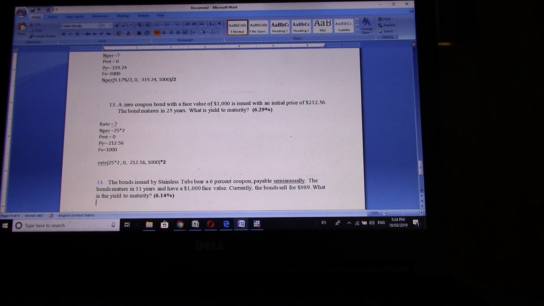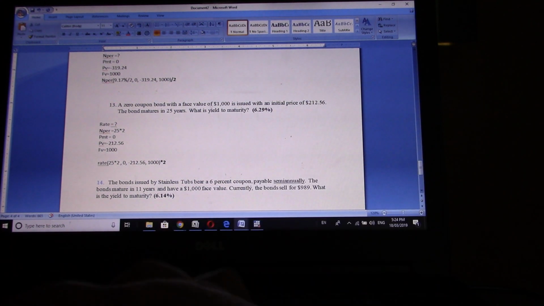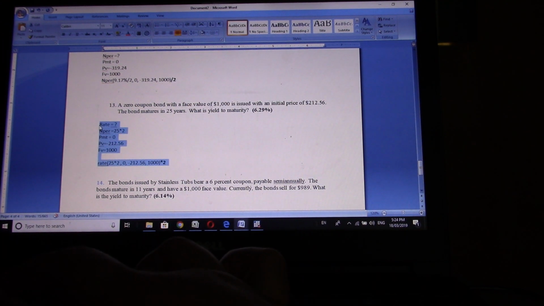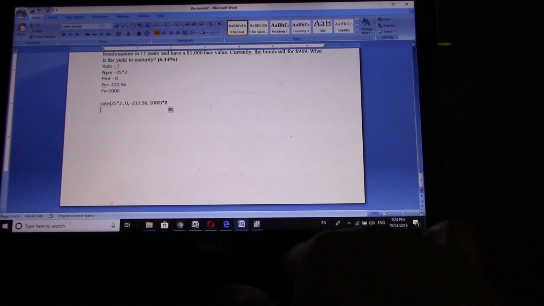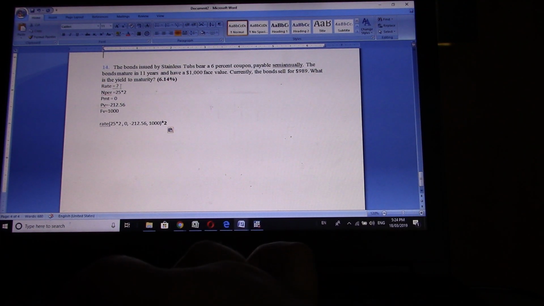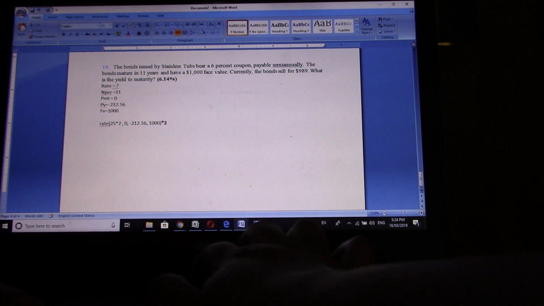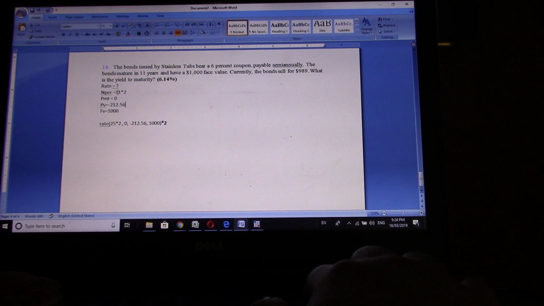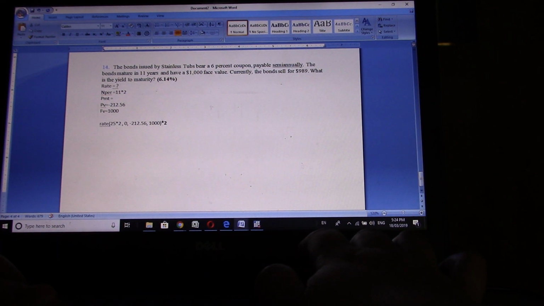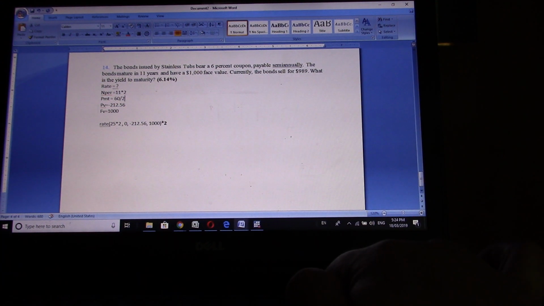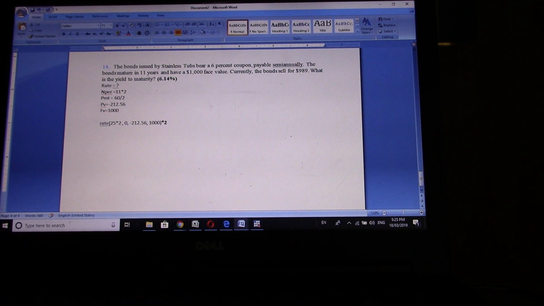And the last one, it's a semi-annual bond, asking for the yield to maturity. It's still what we have done before. So let's just do that quickly. It's asking for yield to maturity, so it's a question for the rate. Nper is 11. It's semi-annual, so you should multiply by 2. PMT is the coupon, which is 6%, so 60 divided by 2. Coupon should always be in the tens, like 20, 30, under 100.